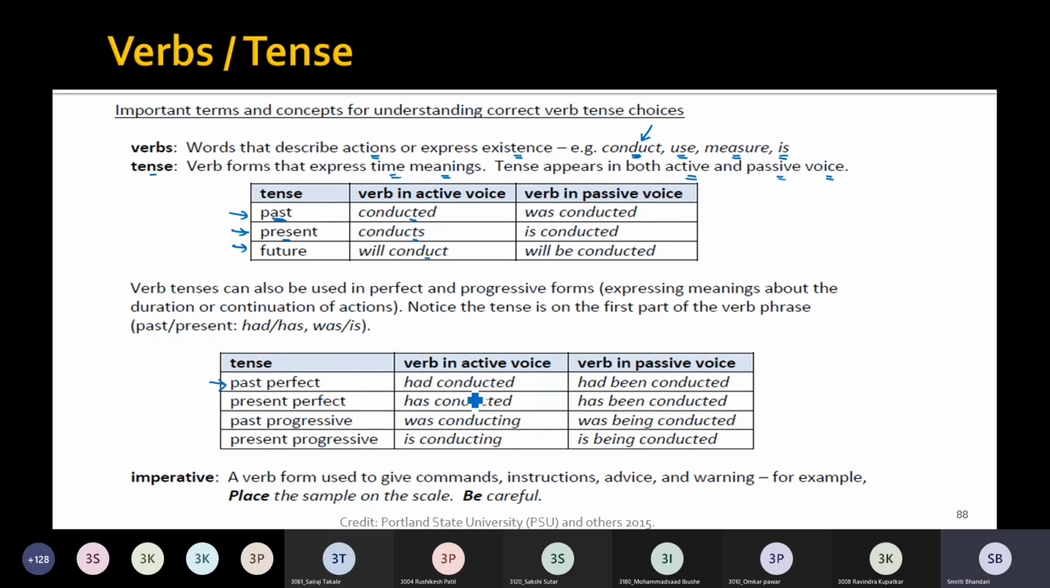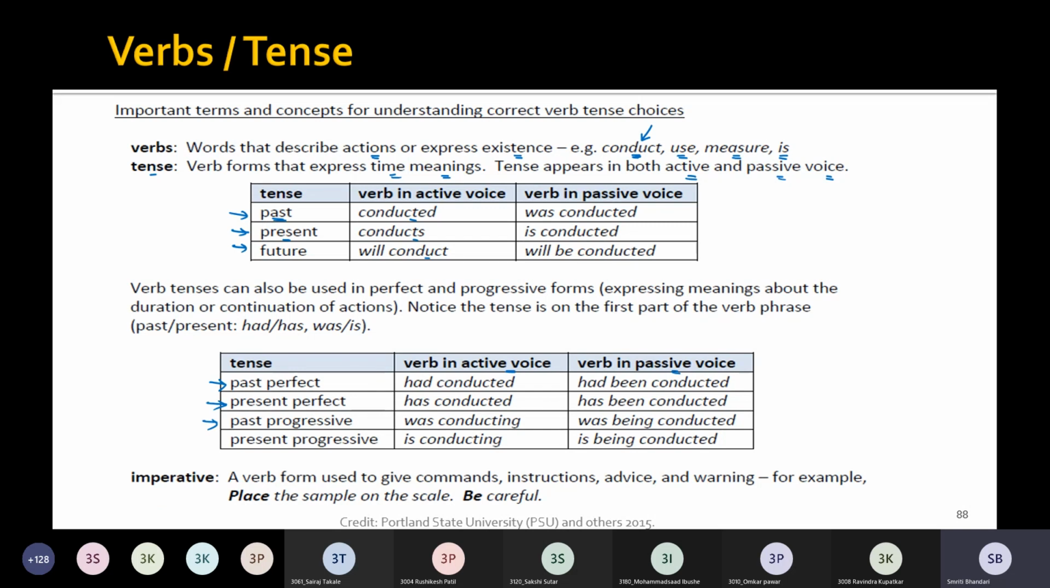Okay, so see here, if we are using past perfect tense, then we should write in active voice like had conducted, and in passive voice we should write had been conducted. In present perfect we should use has conducted in active voice. In passive voice we should write has been conducted. The experiment has been conducted, or the experiments have been conducted.